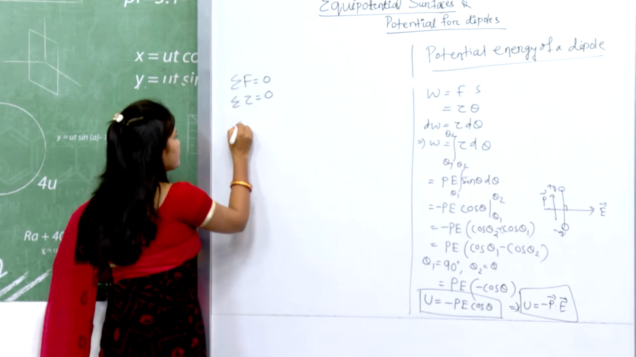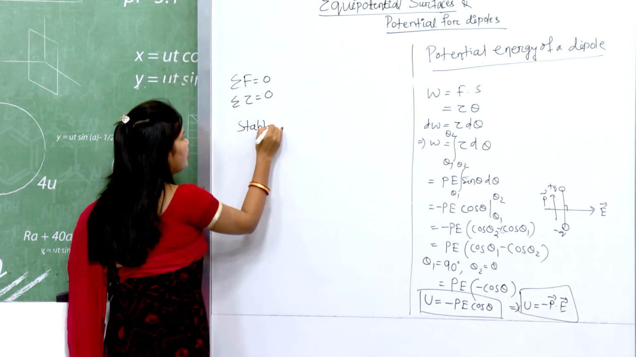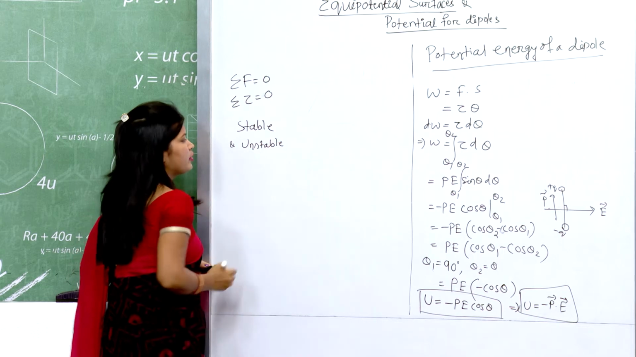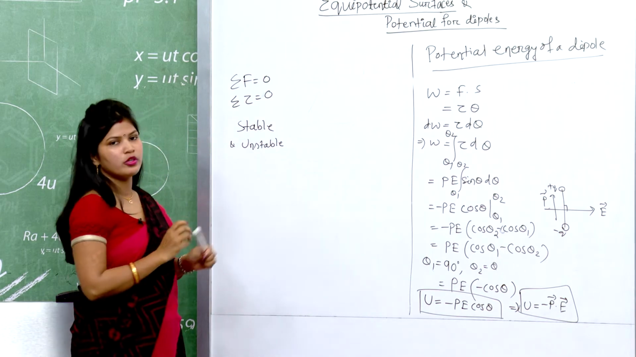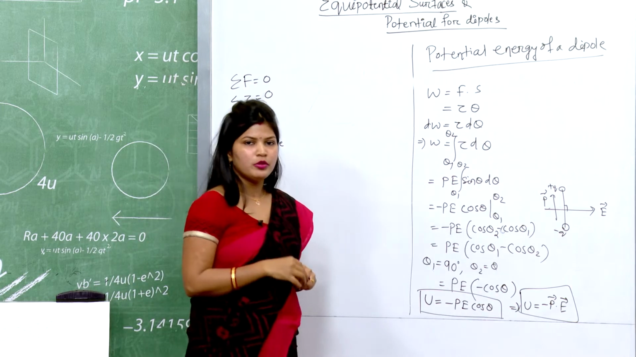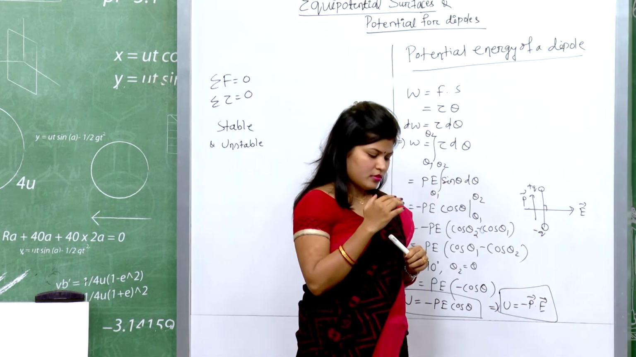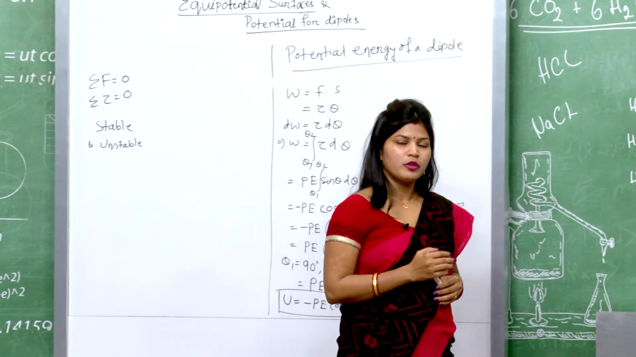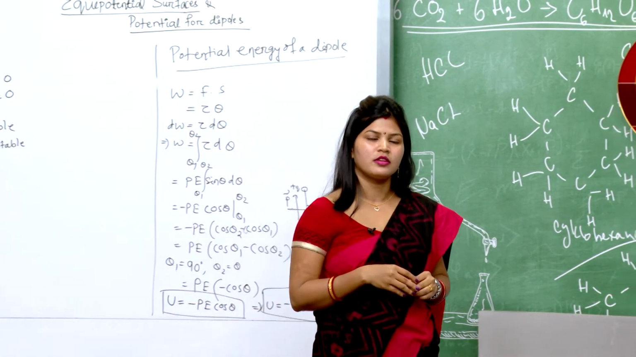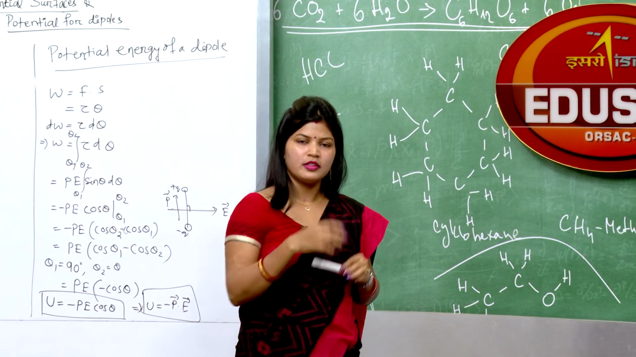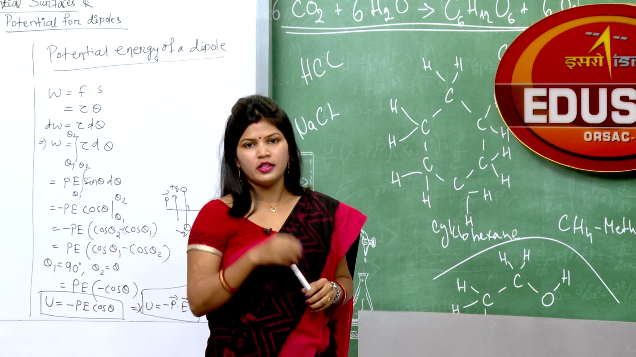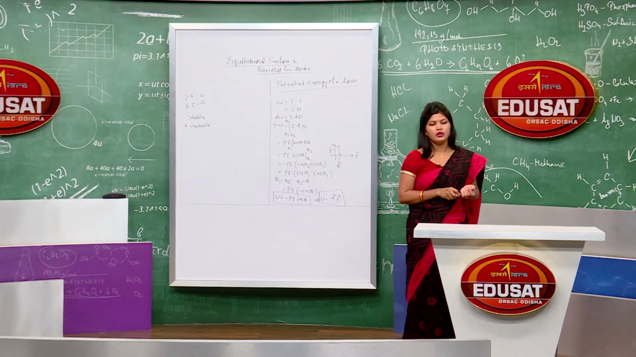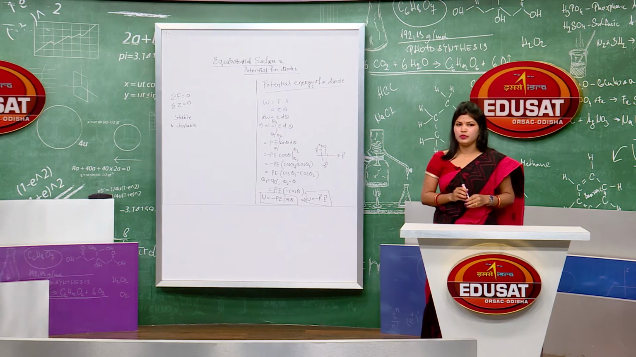The two types, as I said, are stable and unstable equilibrium. So, what is stable equilibrium? In stable equilibrium, a charged particle, after being displaced from the equilibrium position, returns back to its original position. Then the object is said to be in stable equilibrium, otherwise unstable equilibrium.